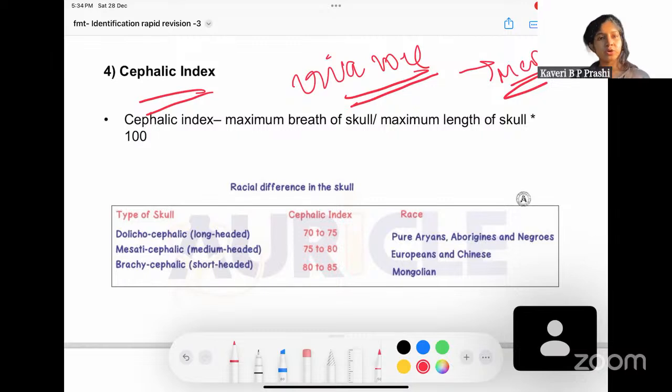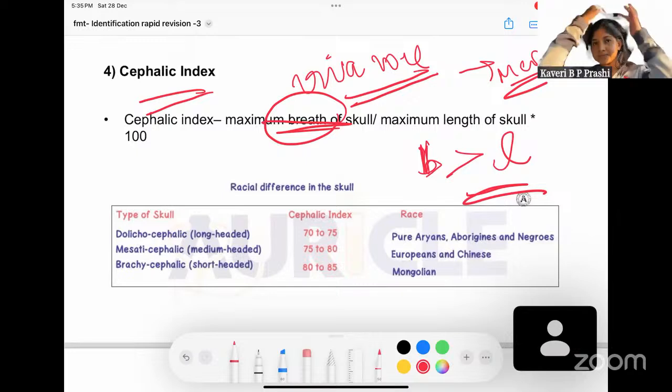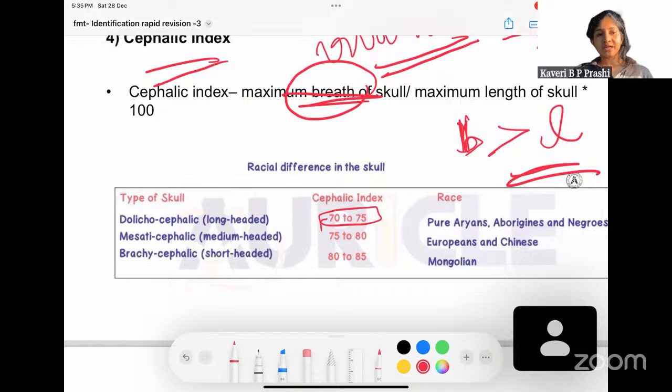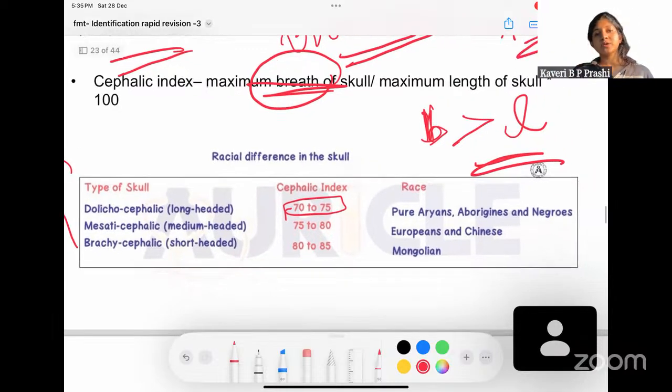It is the ratio of the maximum breadth of the skull. Remember, B comes before L, alphabet B comes before L. Therefore, maximum breadth divided by maximum length of the skull, multiplied by 100. This gives you the cephalic index. If the cephalic index is between 70 to 75, it is called dolichocephalic, that is long-headed. Remember, how does a doll look? It's going to be a long doll, tall, long-headed, dolichocephalic. What races come under dolichocephalic? You have the pure Aryans, the Aborigines, and the Negroes.